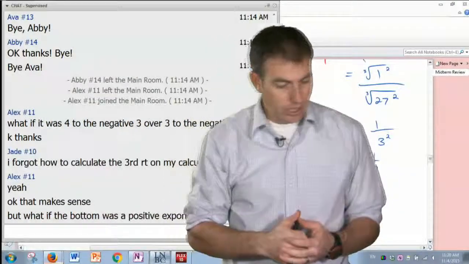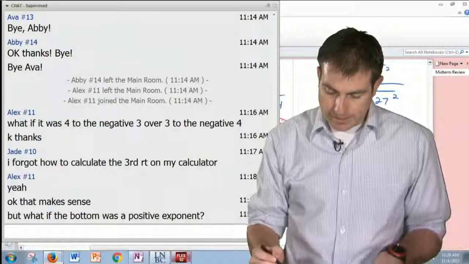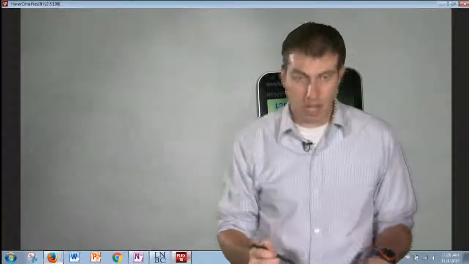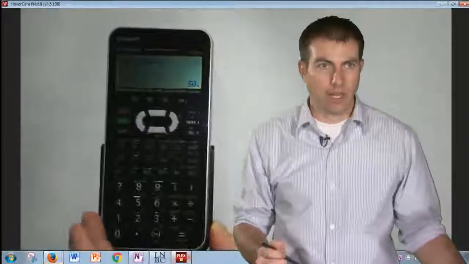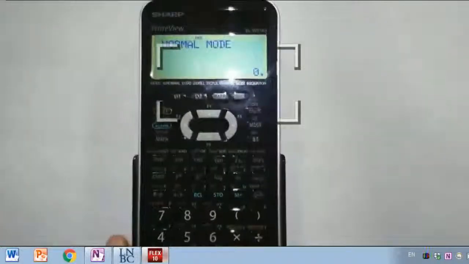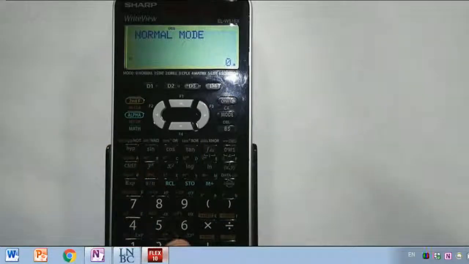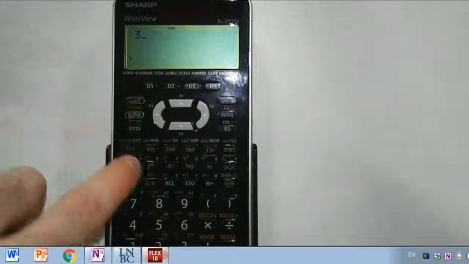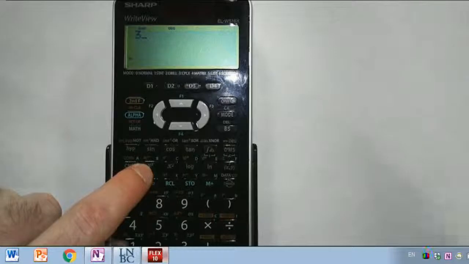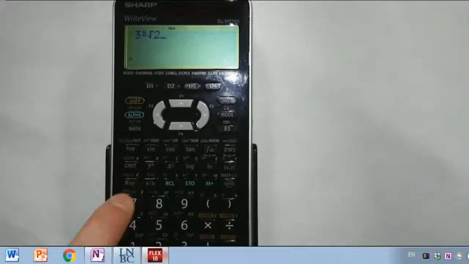Third root, Jade, on your calculator. Depends on the calculator. My calculator has a third root button. So if you have a calculator with a third root button, you can use it. Mine, you can also go 3, and then I go shift and hit this guy. And just up above, it has a little x in front of the root. So if I wanted to know the third root of 27, 3, little x root, 27, so that equals 3.